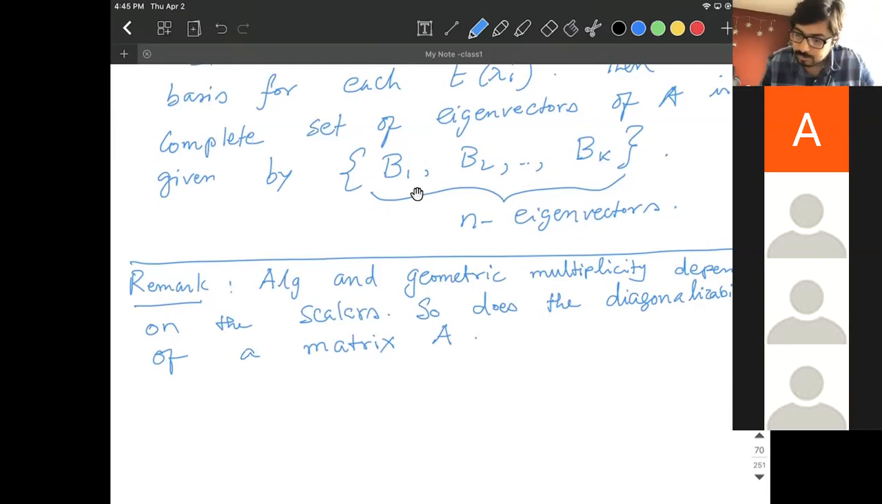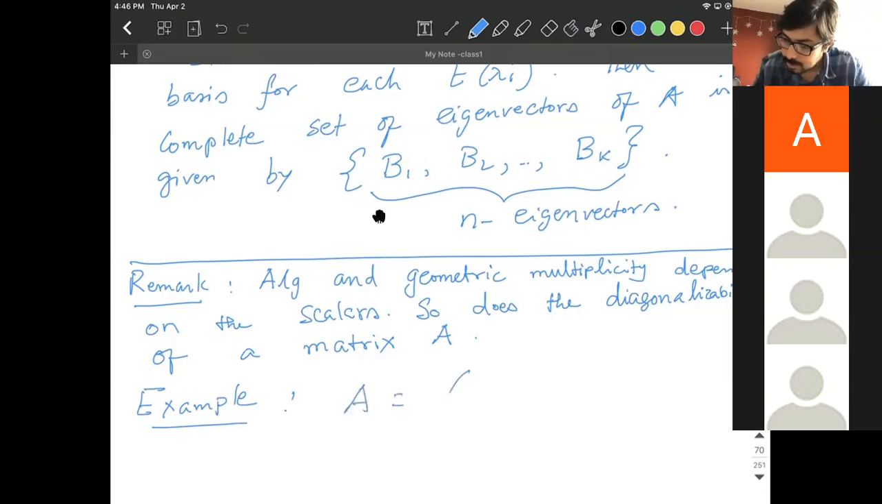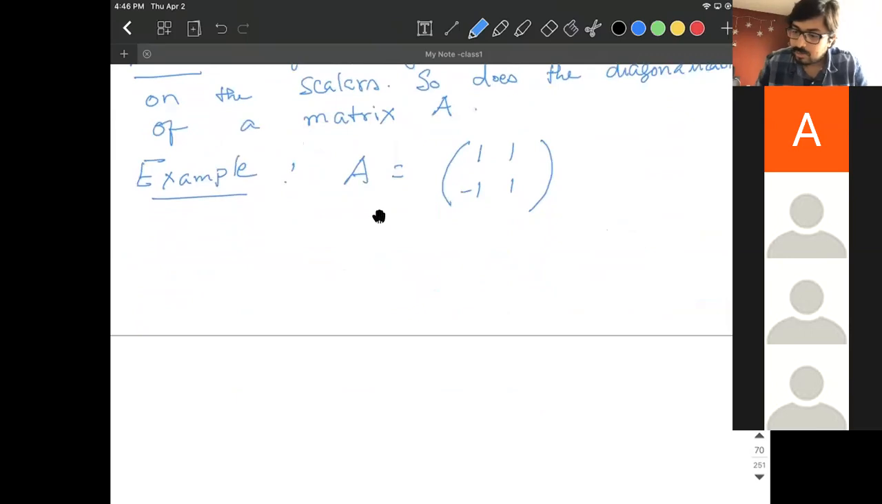So let's see an example of that, for the simple reason that any polynomial can be factored over complex numbers, but not over real numbers. So let's say you take an A of this form: 1, 1, minus 1, and 1. Then what is your P of lambda? P of lambda is given by lambda minus 1 squared plus 1.